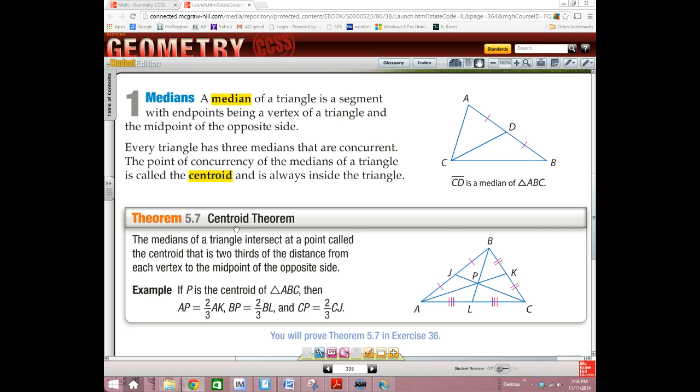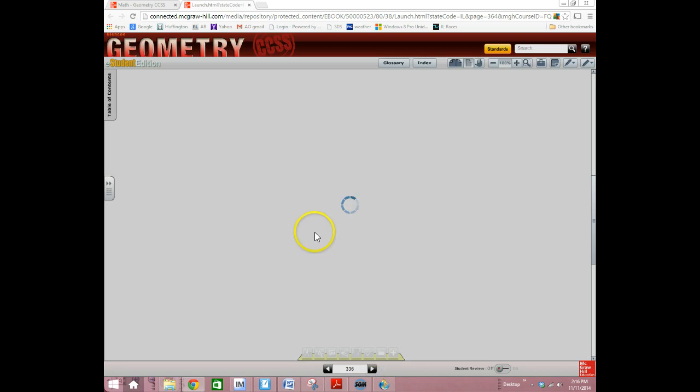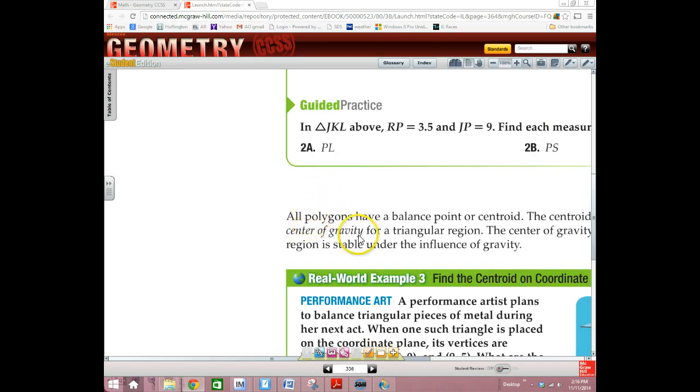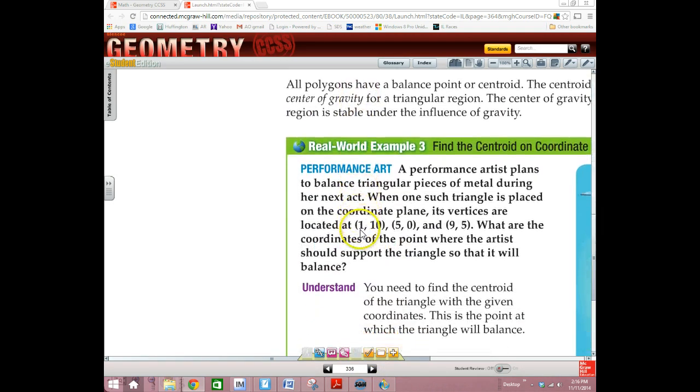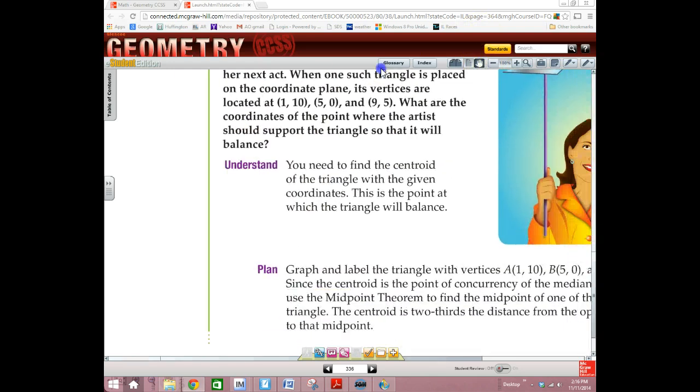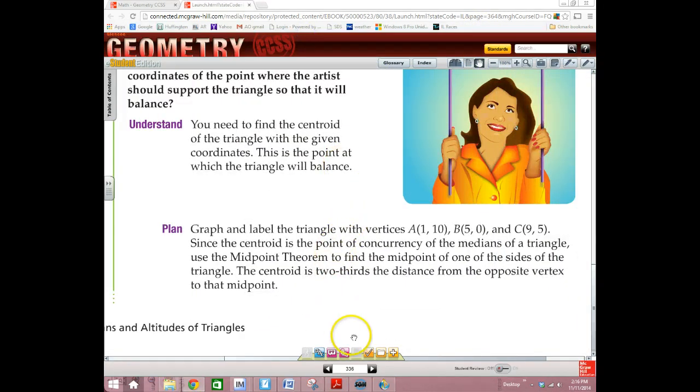Now the median is a segment that joins the vertex of a triangle to the midpoint of the opposite side. It does look similar to the angle bisector, but the difference is it doesn't tell us anything about the angle, it just goes to the midpoint. The altitude is very similar to the perpendicular bisector, except the altitude goes through the vertex and the perpendicular bisector doesn't have to.